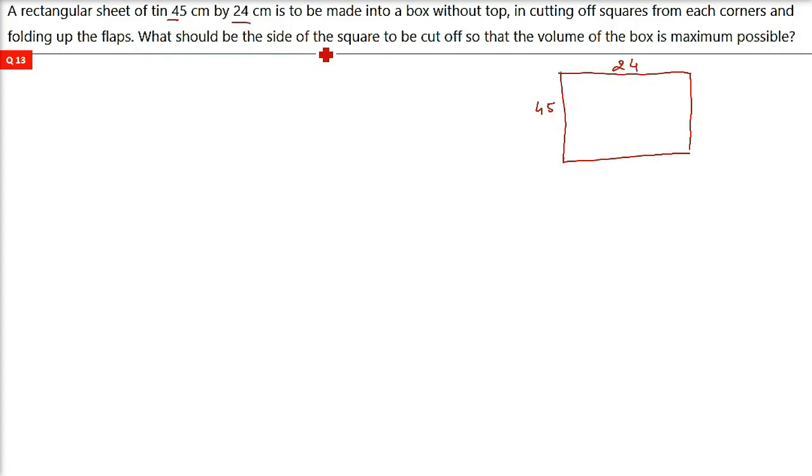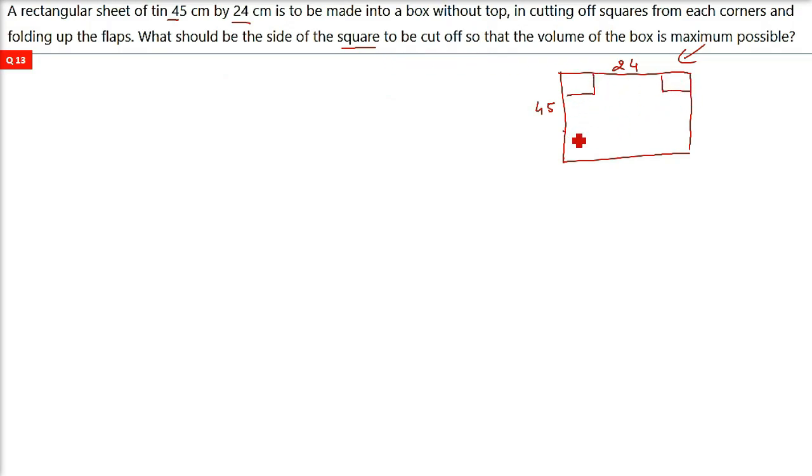The question is what should be the side of the square to be cut off so that the volume of the box is maximum possible. Maximum and minimum we'll just talk about in a bit. Now this square has to be cut. That means all the sides of the square are equal, and these are eliminated from the corners.